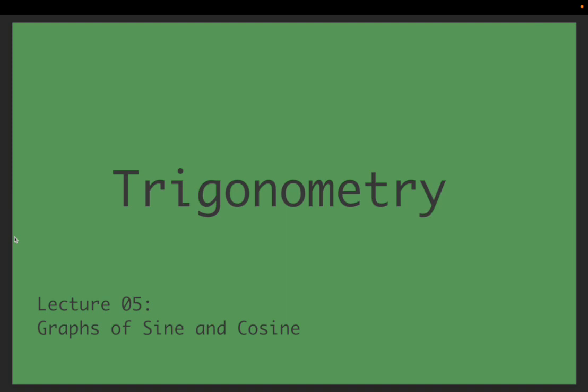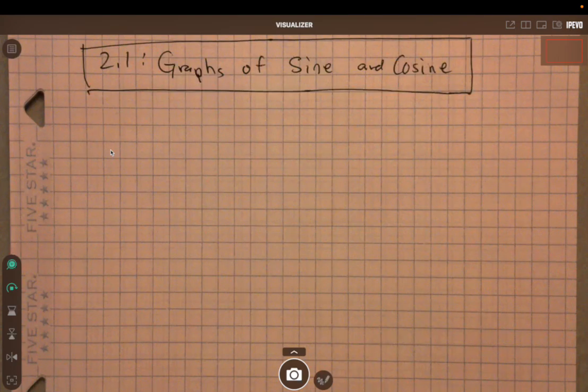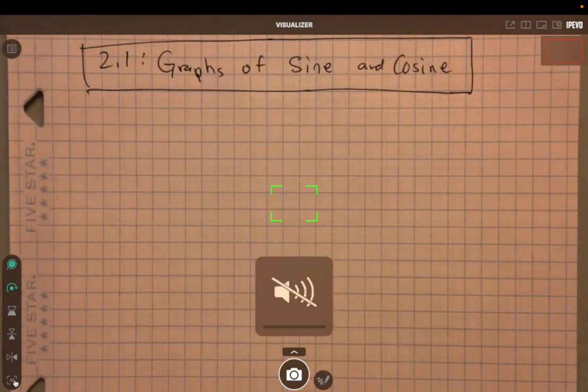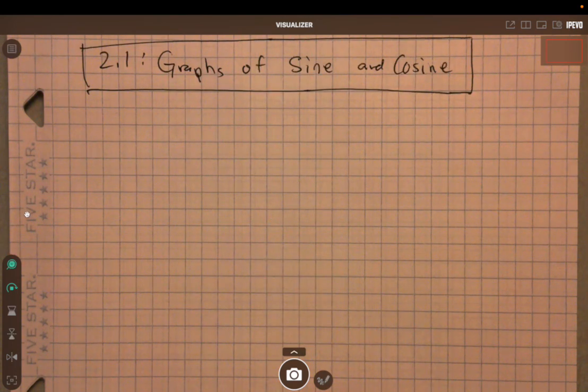This will be lecture 5 of the course, and in this section we're going to take a look at the graphs of sine and cosine. So let's go ahead and jump into that. I'm going to call this section 2.1 in the video series, the graphs of sine and cosine.